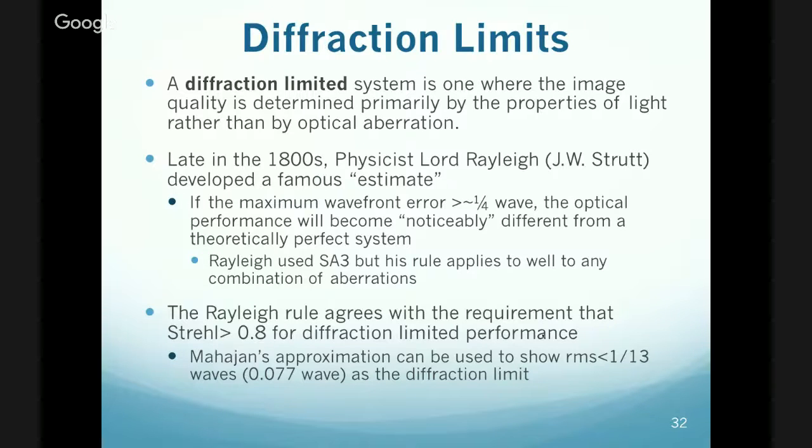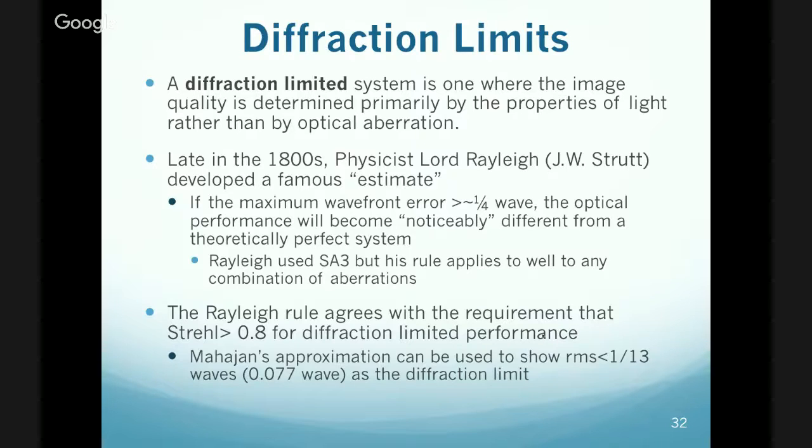The Rayleigh rule agrees really well with the requirement that the Strehl ratio be greater than 0.8 for diffraction limited performance. That's another accepted figure of performance. And Mahajan's approximation can be used to show that the RMS of the wavefront error should be less than about a 1/13 of a wave, or 0.077 waves, as a diffraction limit. So we've got three things: the peak to valley error of a quarter wave, the Strehl greater than 0.8, and the RMS error less than about 0.077 waves for a diffraction limited system.